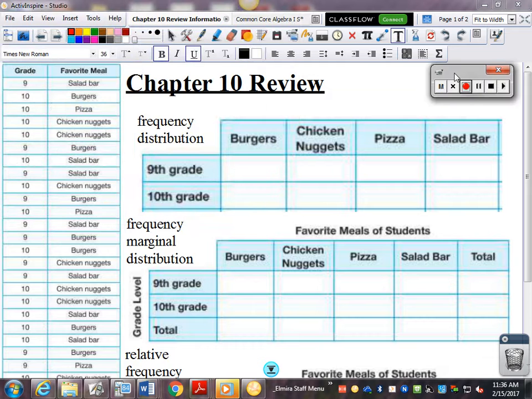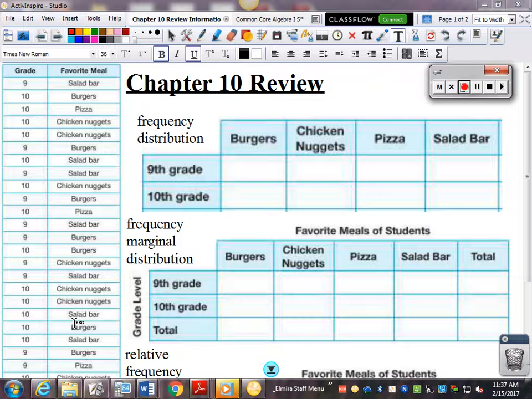Hey guys, here's a review for Chapter 10. We're going to start with some raw data and work it through all the possible types of questions that you could be asked about this material. This is the same data that we used in the textbook about 9th and 10th graders versus the favorite meal at lunchtime, given some choices.